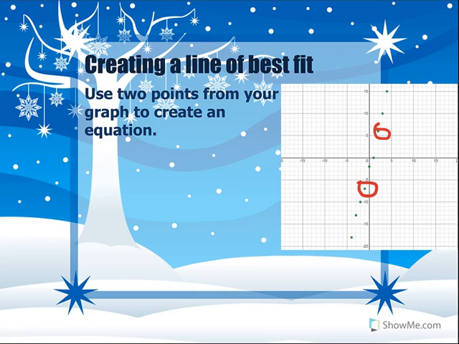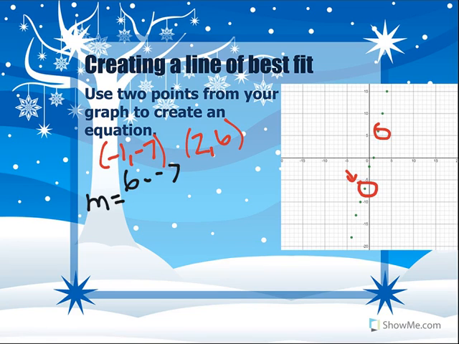So what are my ordered pairs? This one right here would be the ordered pair (-1, -7). And this other one that I chose is at the ordered pair (2, 6). Now I can write an equation of this line. Anytime I'm writing an equation of a line, I have to find my slope. To find my slope, I can find the difference in my y values divided by the difference in my x values. Here I would get 13 over 3. Not a nice number, but that's okay.